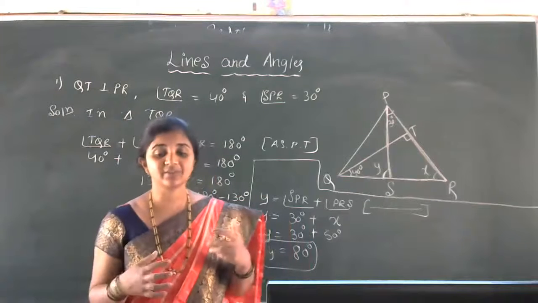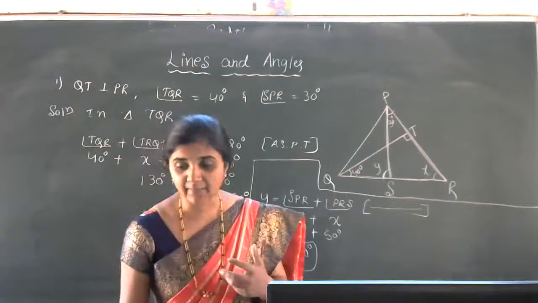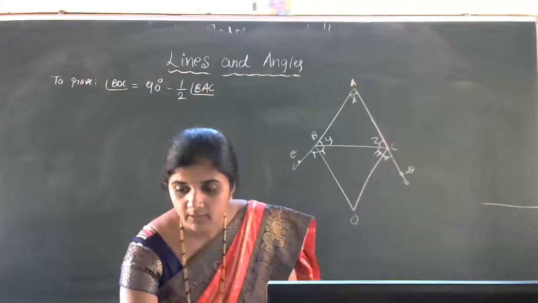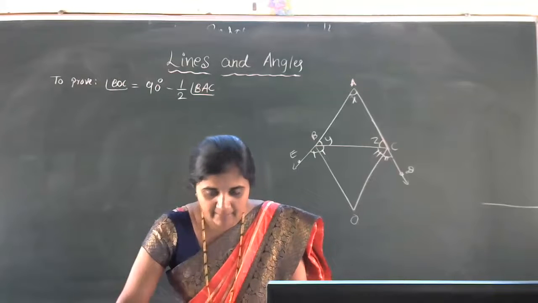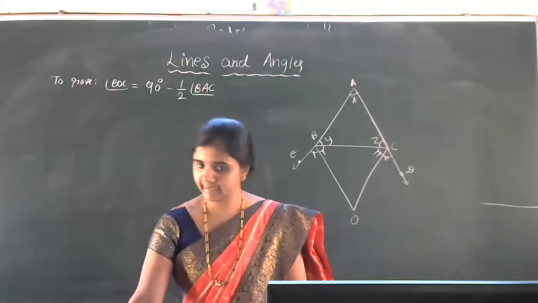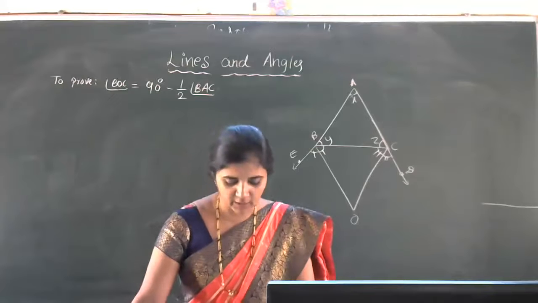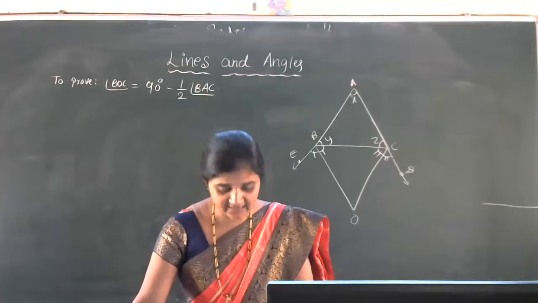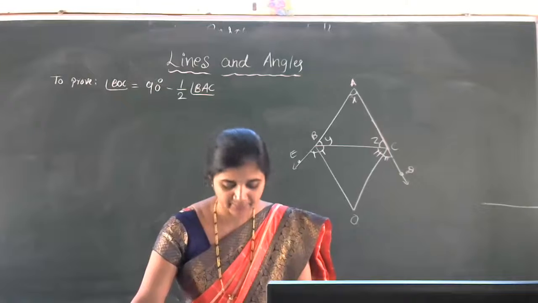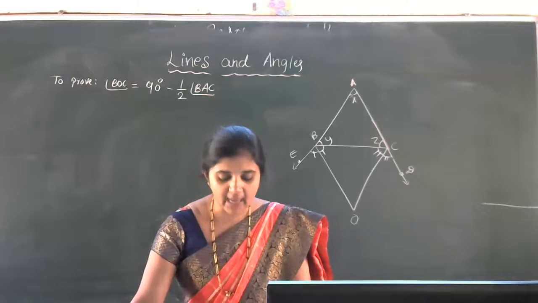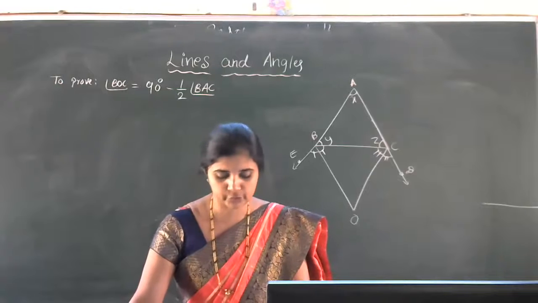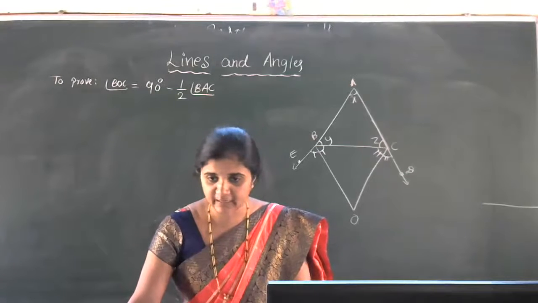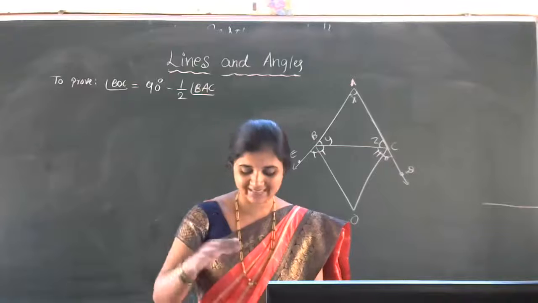Now let us work out the second example problem. We'll continue with example 2. Students, I'll read the question once. In the figure, the sides AB and AC of triangle ABC are produced to points E and D respectively.